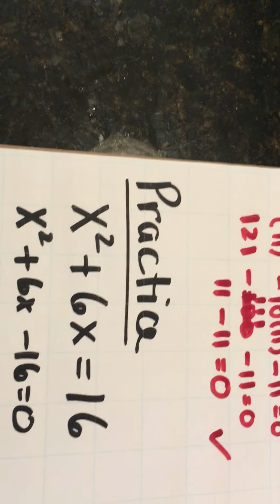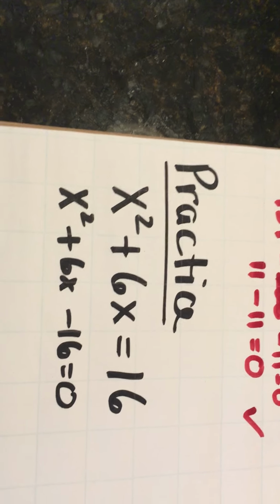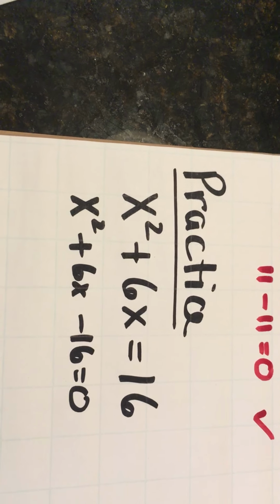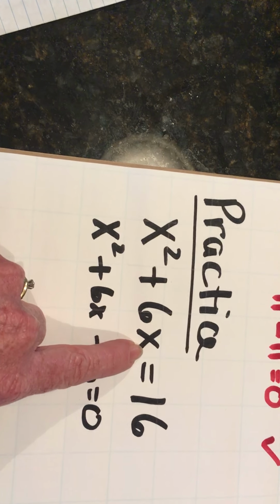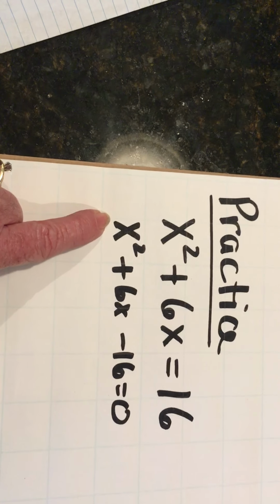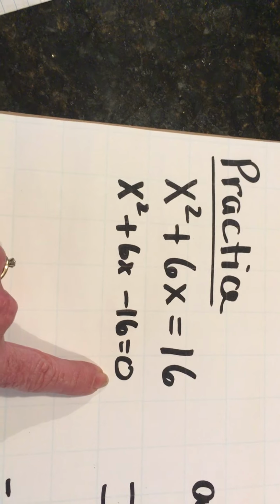Okay? So then I've given you a practice problem. It starts out x squared plus 6x equals 16. So if you want to hit pause now and do this problem, I'll give you a second to get it written down. Remember, we got to move the 16 over to the other side by subtracting 16 from both sides. You get x squared plus 6x minus 16 equals 0.